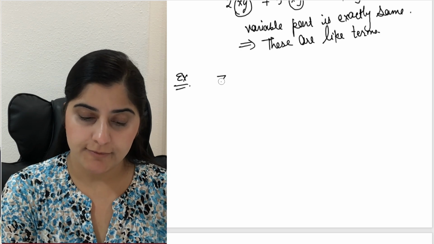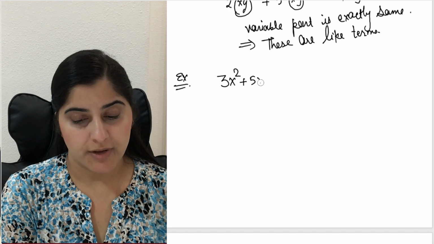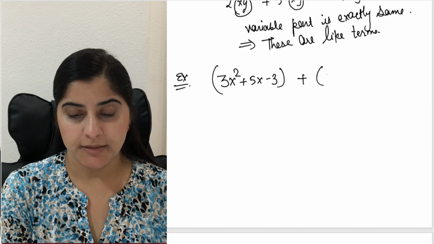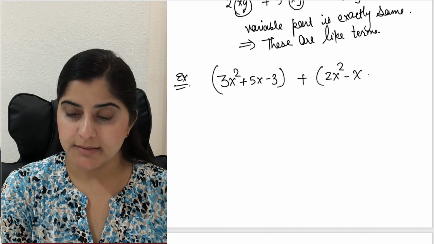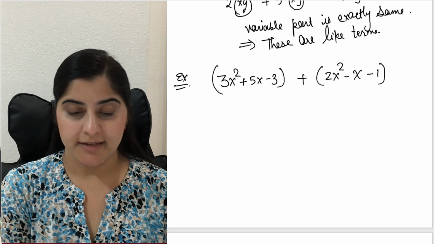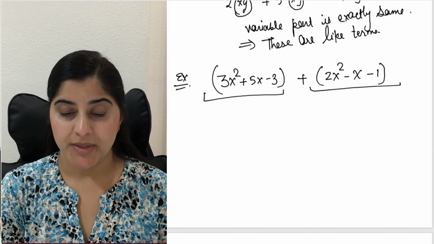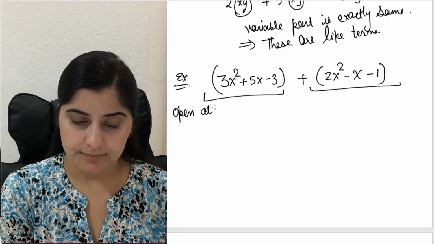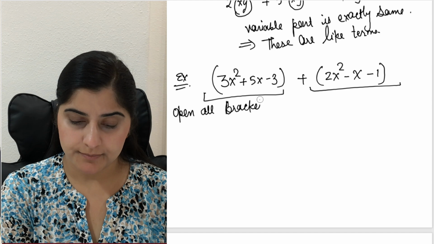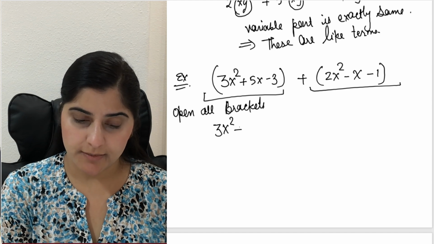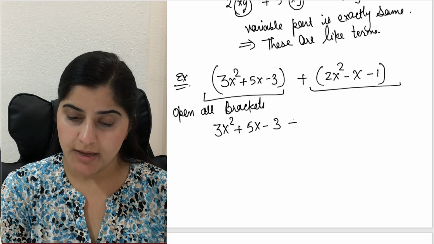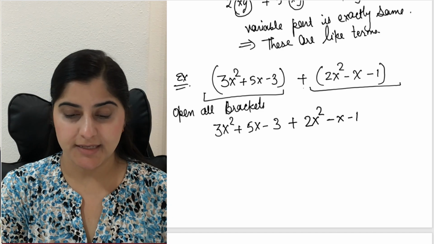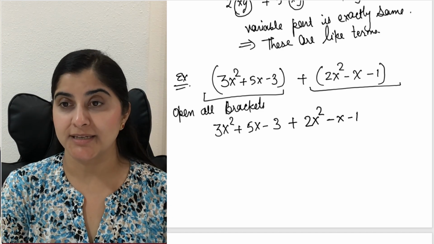If you have 3x squared plus 5x minus 3, this polynomial, plus another polynomial, 2x squared minus x minus 1, we are adding these two polynomials. First of all, we will open all the brackets. It will give you 3x squared plus 5x minus 3 plus 2x squared minus x minus 1. We have all the terms written, and there was a plus sign in the middle, so we keep the plus sign.